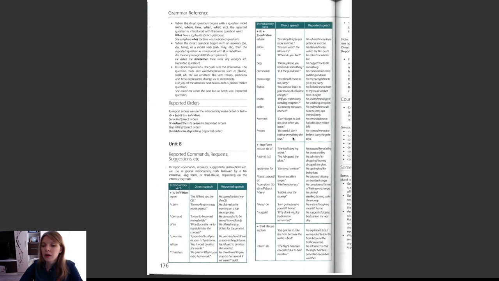Третья группа. Глаголы, которые требуют после себя формы герундия, то есть глагола с суффиксом ing. Accuse somebody of – обвинять кого-либо в чем-то. Admit to – признавать, допускать. Apologize for – извиняться за что-либо. Boast about – boast of – хвастаться, хвалиться.